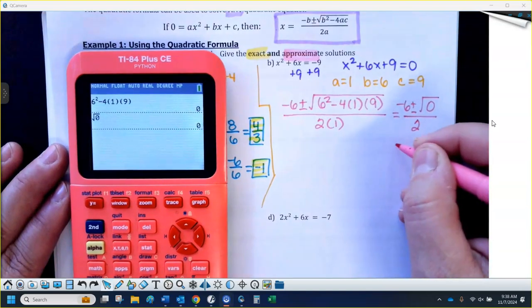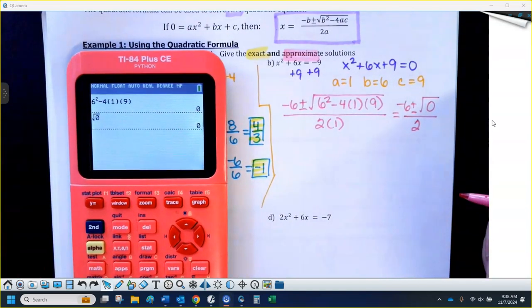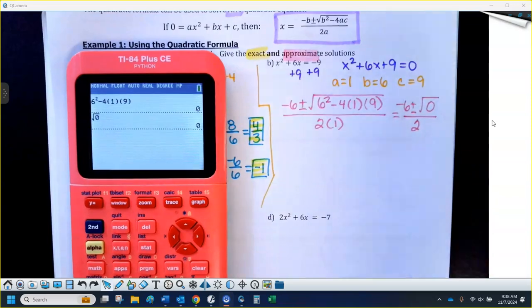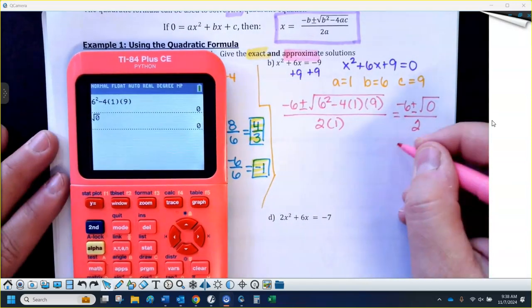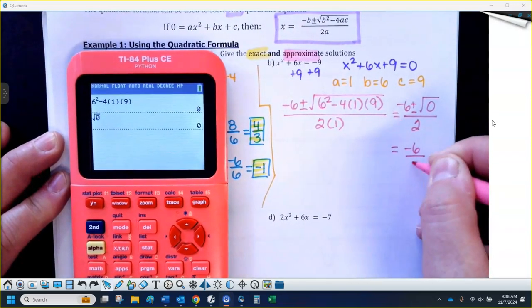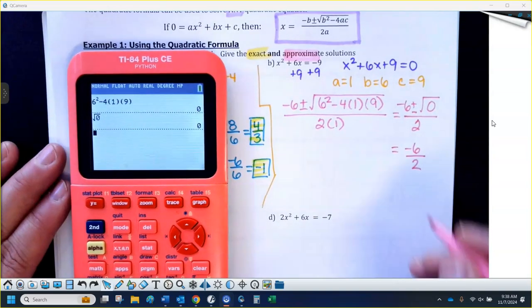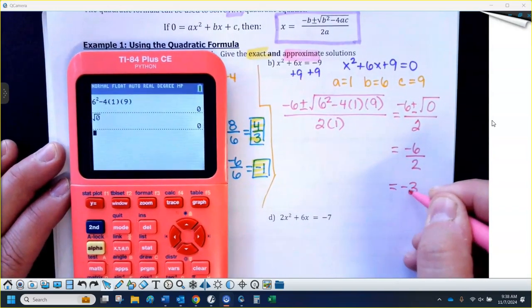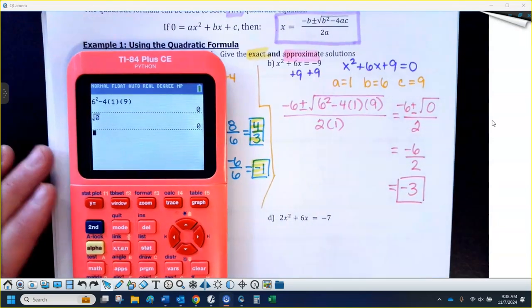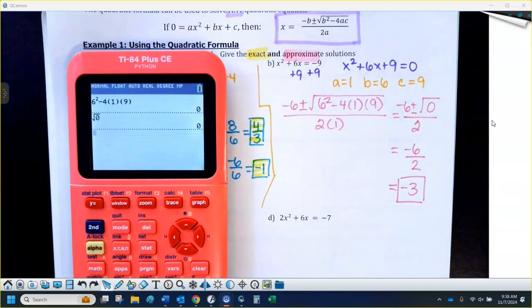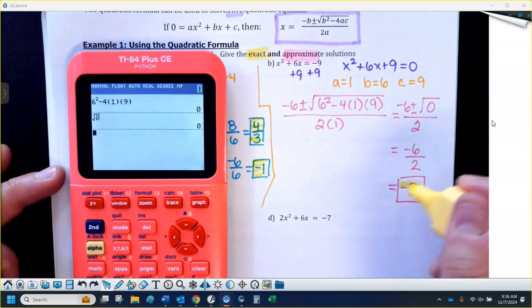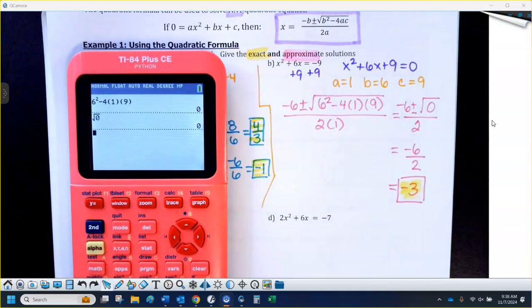But if I do -6 plus 0 or -6 minus 0, it's exactly the same thing. So this actually would just be -6 over 2. So my answer is -3. Again, I didn't have anything left under the square root, so we just have an exact answer. I didn't approximate anything. Approximate is going to come if you have a square root and we have to kind of round a little bit if we don't have a perfect square.